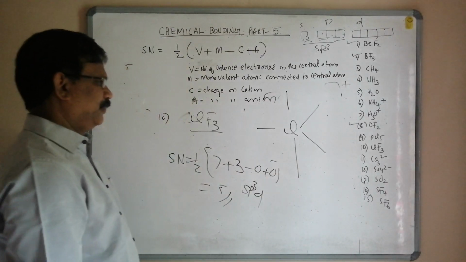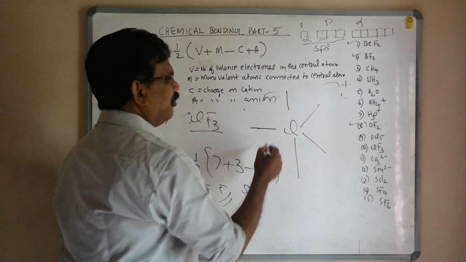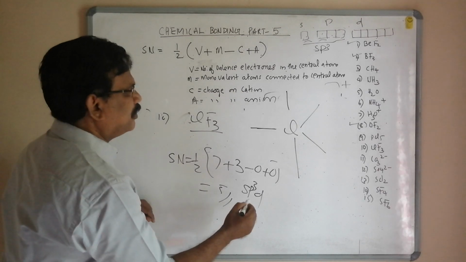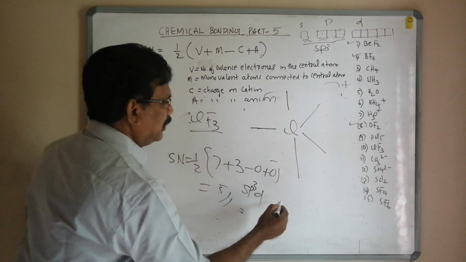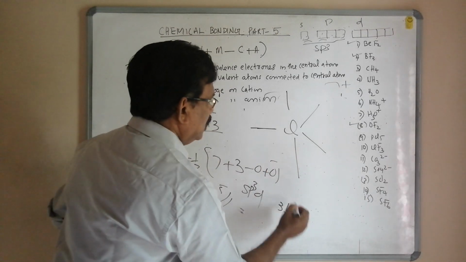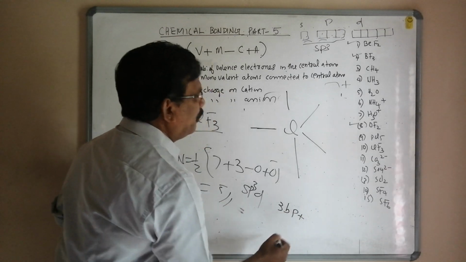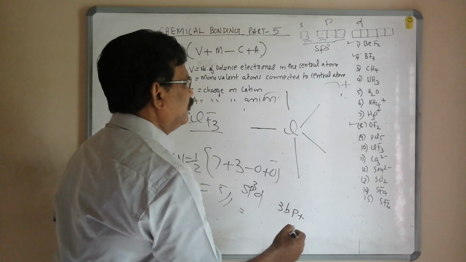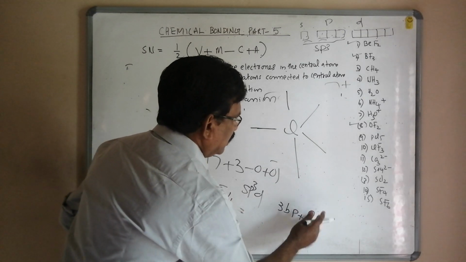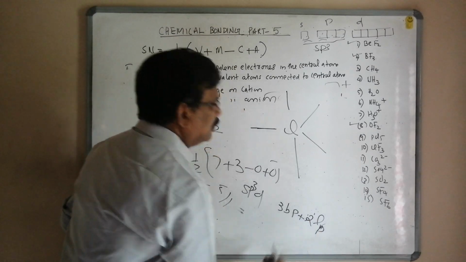5 orbitals means trigonal bipyramid. 3 orbitals for fluorine atoms: 3 bond pairs plus 2 lone pairs. 3 bond pairs and 2 lone pairs in ClF3.